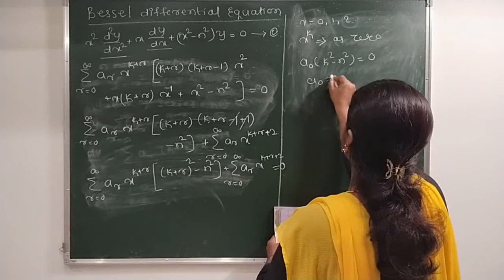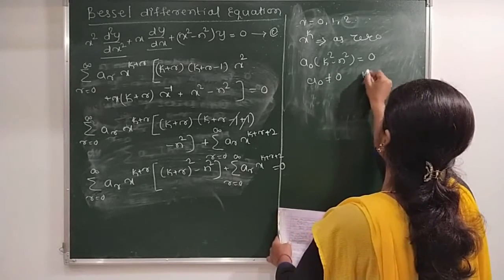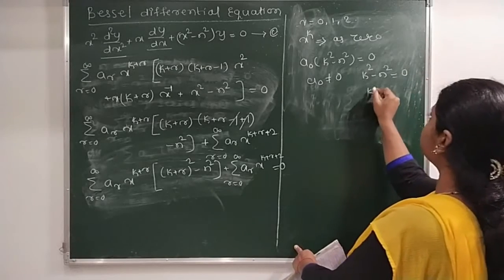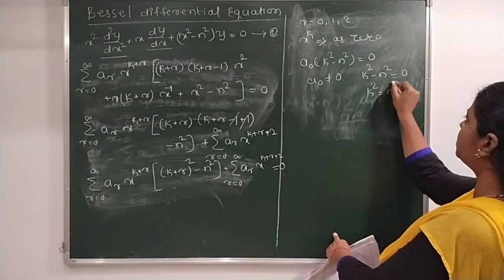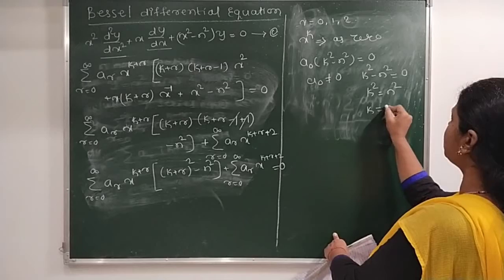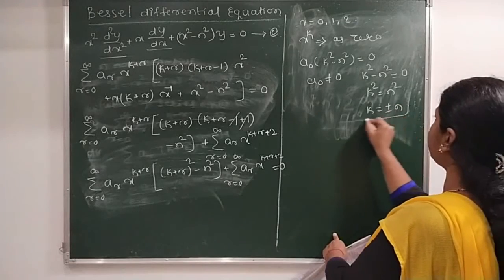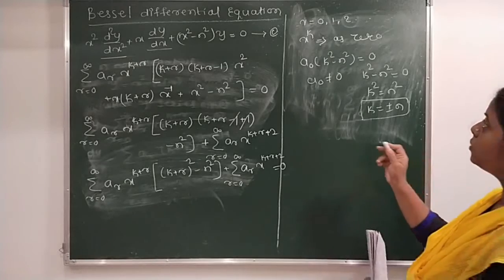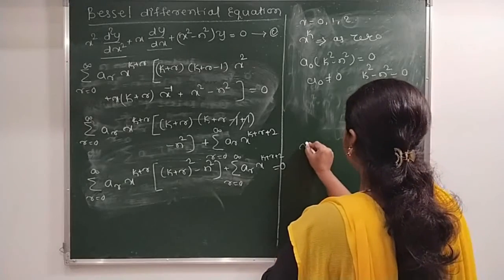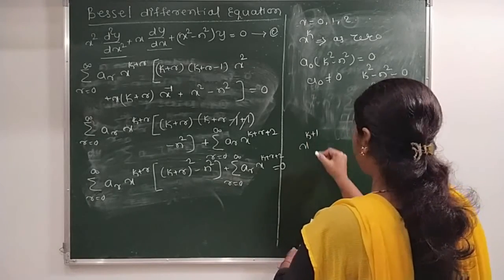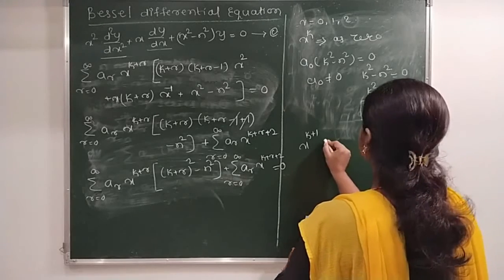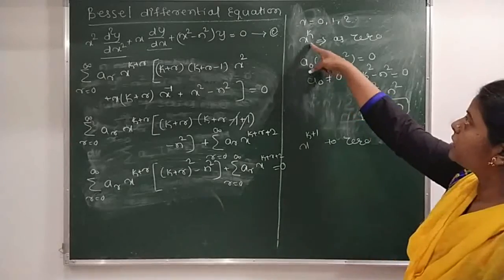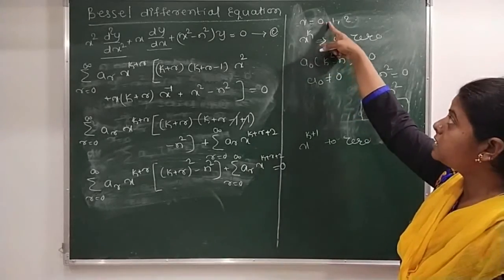A naught we are not considering as 0, therefore k square minus n square we make it 0. This becomes k square equal to n square, k is equal to plus or minus n. First term we got. Similarly we have to take a1, there taking the coefficient of x raised to k plus 1 to 0. Here first we substituted r equal to 0.